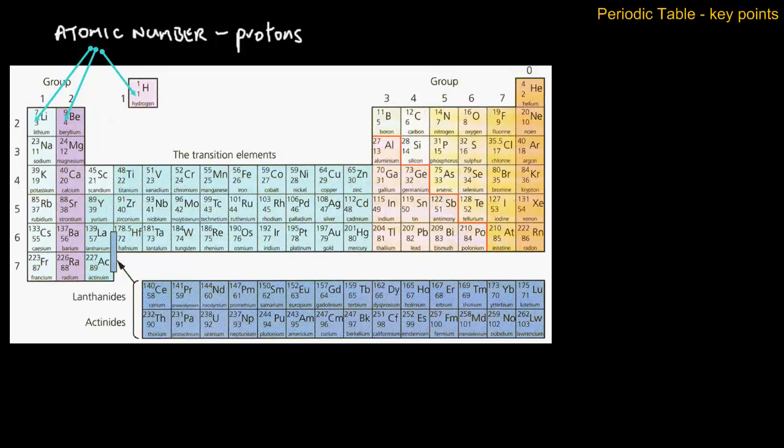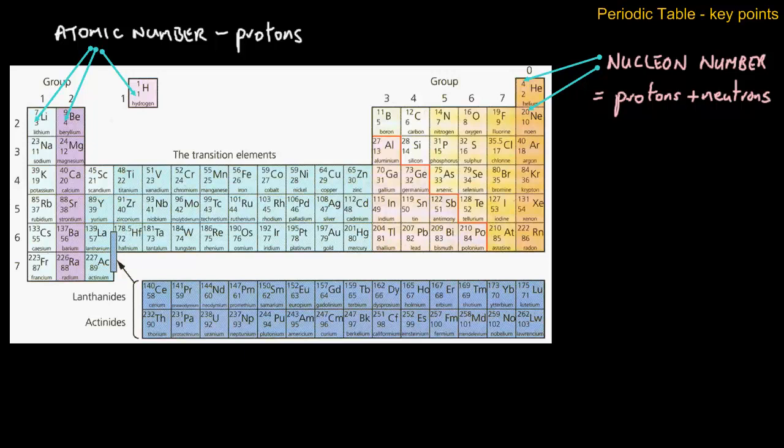The other number we have is here, for example here, helium 4, neon 20, and this is known as the nucleon number. And this tells you how many protons and neutrons are in the atom.